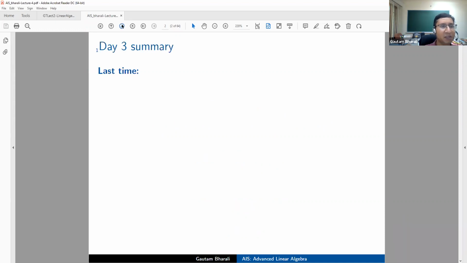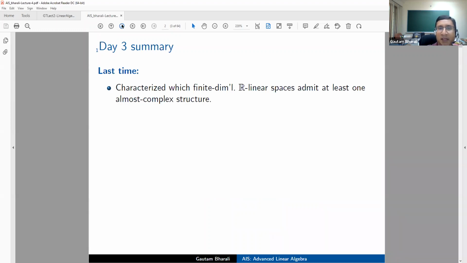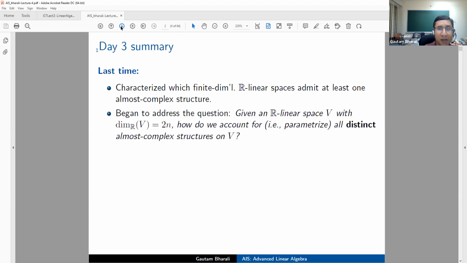Okay, so where were we last time? We had characterized all finite dimensional R linear spaces that admit at least one almost complex structure. Remember that the characterization is simply on dimension. The necessary and sufficient condition for an R linear space of finite dimension to admit at least one almost complex structure is that it be even dimensional. And so now that we have been able to identify R linear spaces that admit some almost complex structure, we had begun to ask the question, how can I account for the entire collection of almost complex structures? Presumably there is more than one, right?